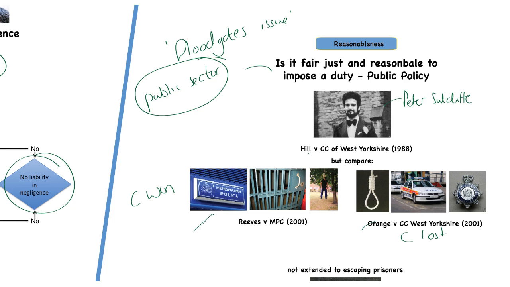That's because they knew he was a suicide risk there, and they did not know he was a suicide risk there. So they could not reasonably foresee that that prisoner in Orange was likely to take his own life, but they could reasonably foresee that that was the case in Reeves. And because they could reasonably foresee it, it was fair, just and reasonable to impose the duty.